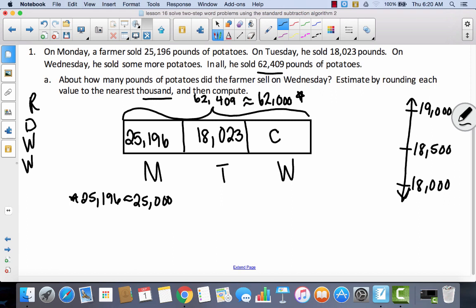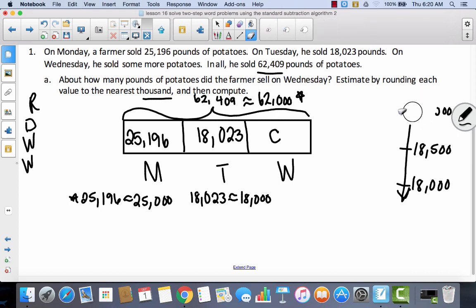18,500. So I look at 18,000 and I'm trying to figure out if this is more or less than 18,500. Well, when I look in the hundreds place, the zero tells me that this is less than halfway. So that means that 18,023 is about 18,000.